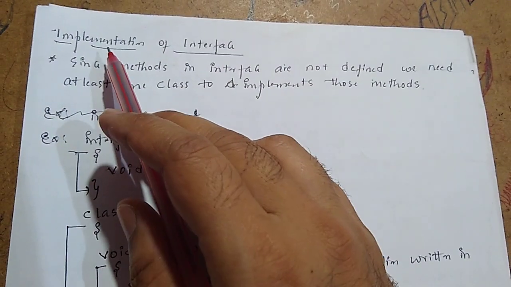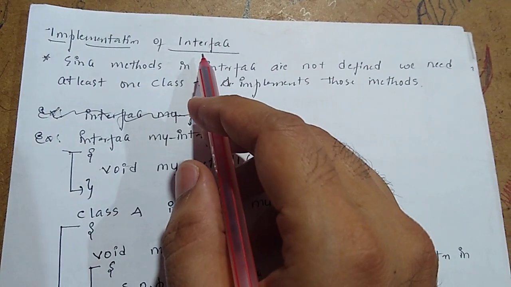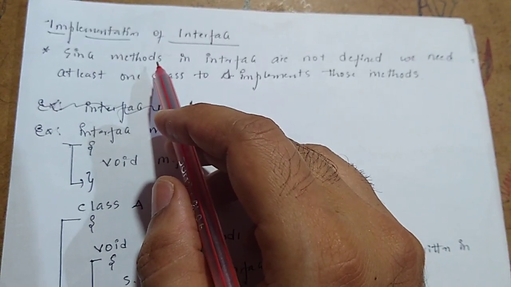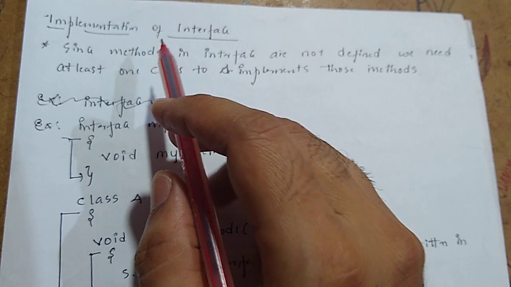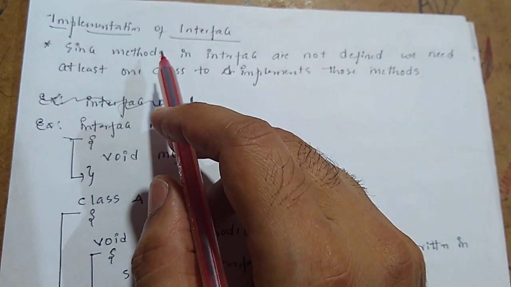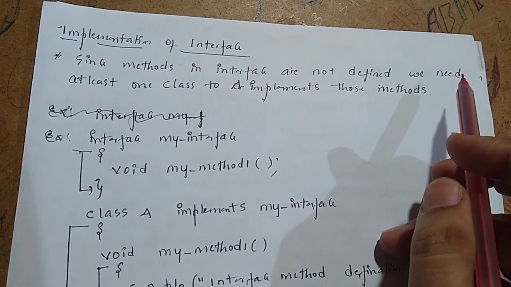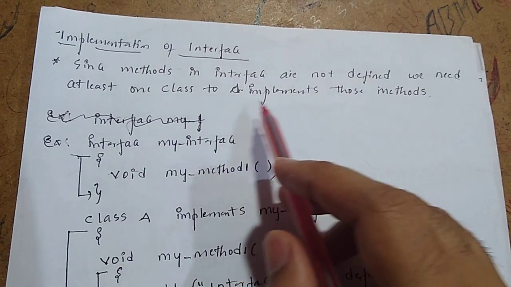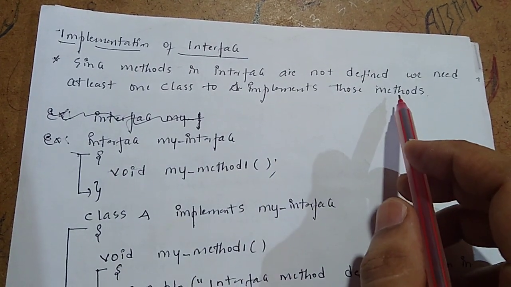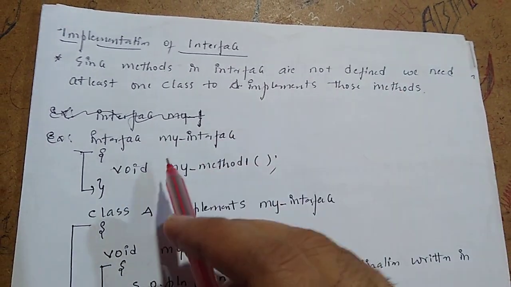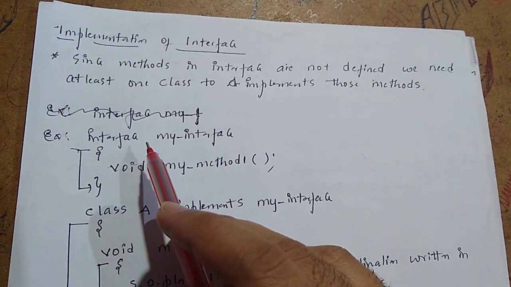The next concept is implementation of an interface. Already I told you that within the interface there will be many methods, but you will not find any definition. That definition we should write only within the class. Since methods in the interface are not defined, we need at least one class to implement those methods. So to write the definition we need at least one class.